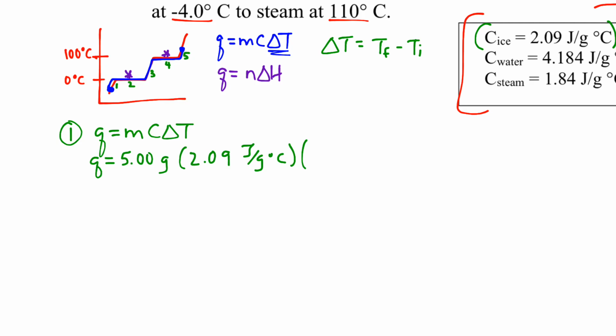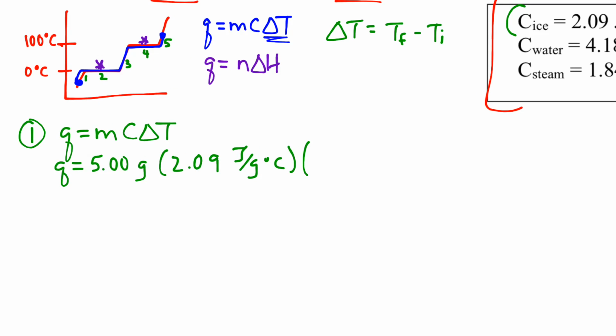And we're not using this whole thing, so you don't just want to plug in 110 and 4. All you're doing in this first segment is going from negative 4 to 0. So that's only a temperature change of 4 degrees. Or if we plug it into our formula, final temperature being 0 degrees, the original one being negative 4 degrees, which, if we add a positive there, is 4 degrees.